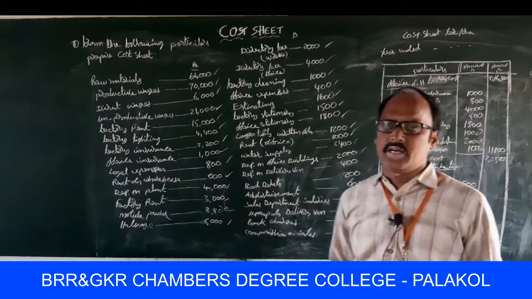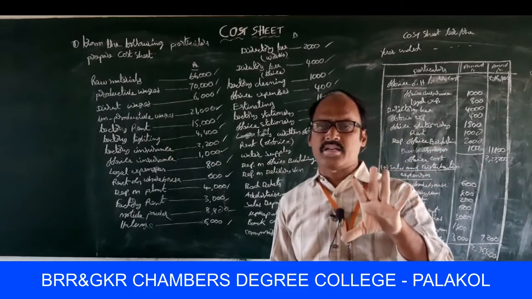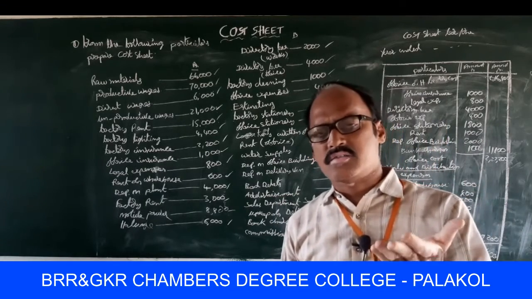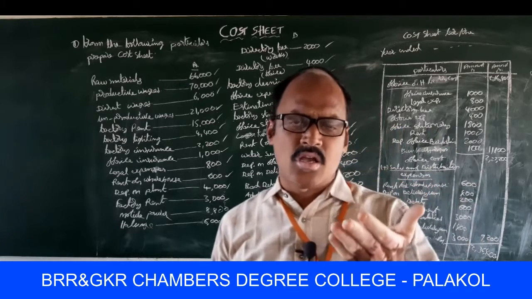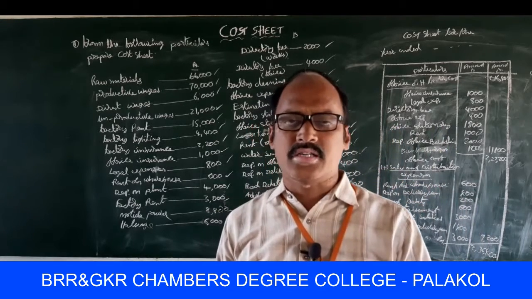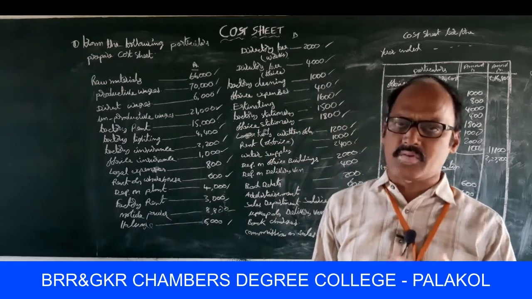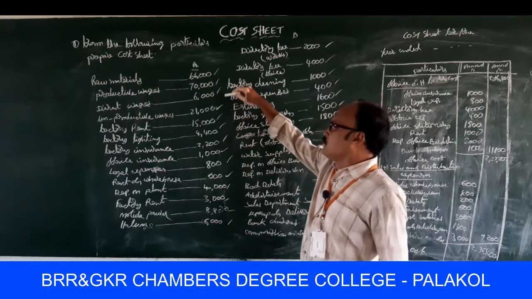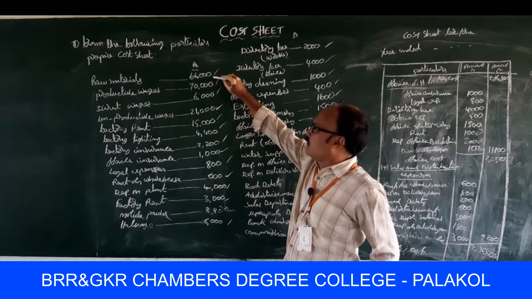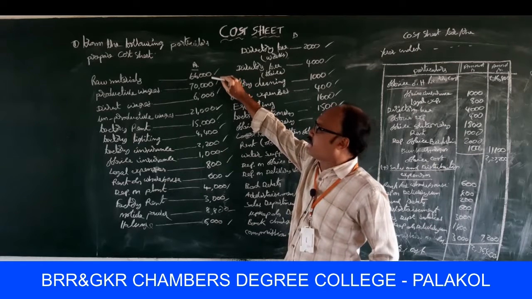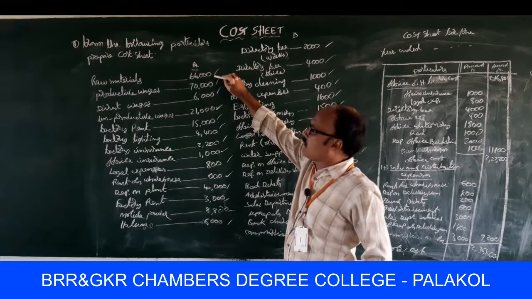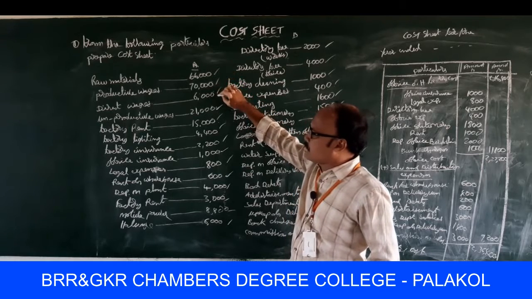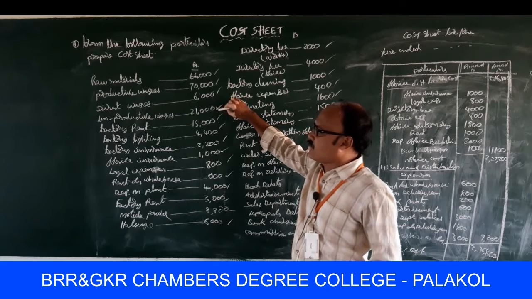Once again I am telling that we have to categorize all the expenditure into four categories. One is prime cost, next is factory overheads, next is office overheads, and next is sales and distribution overheads. Look at the problem once again. Raw materials, prime cost. Productive wages, prime cost. Direct wages, prime cost. Unproductive wages, factory overheads.